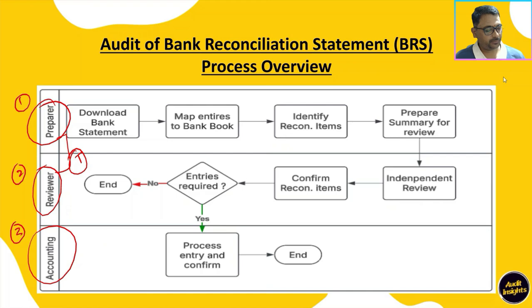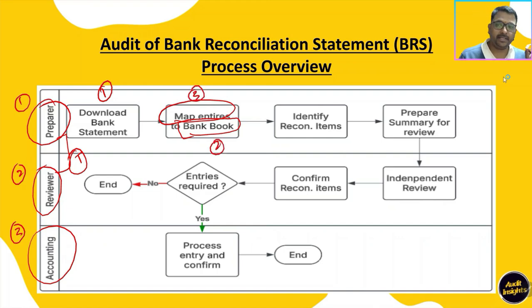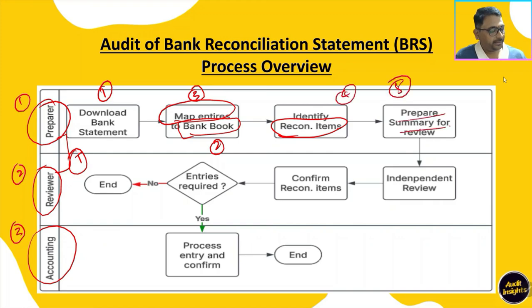So the process starts with download of the bank statement. It is generally logged into a portal, or there is data that is fetched. There can be automation that's also possible, and we are going to look at that. And the bank book is downloaded next. The third step, the mapping, is what is done by the preparer. By comparing the bank statement and the bank book, reconciliation items are identified, a summary is prepared, and it is given to the reviewer for an independent review.